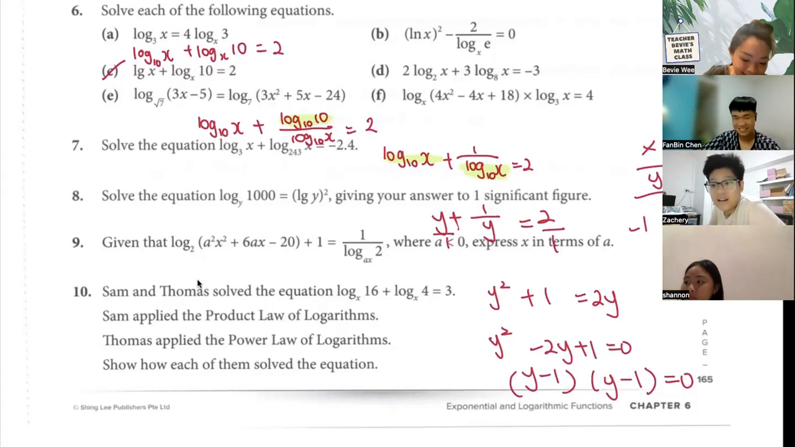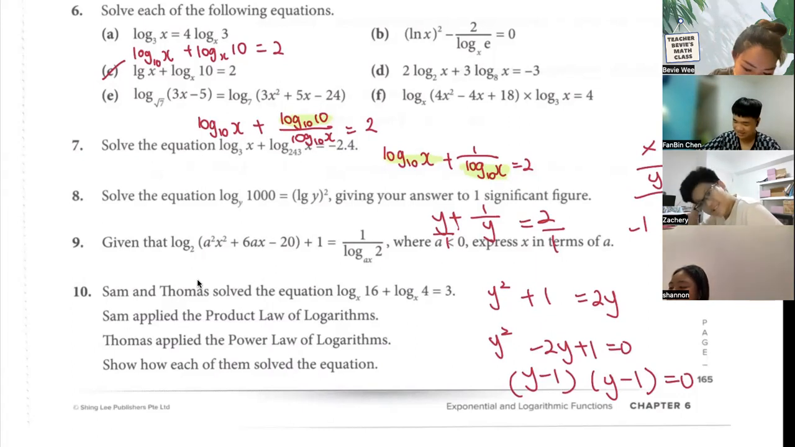Okay, change the base to 7. Isn't that what I said? You help me change, Ken? Log 7, 3x minus 5 over log 7 of 7 to the power of half. Log 7, 7 to the power of half.